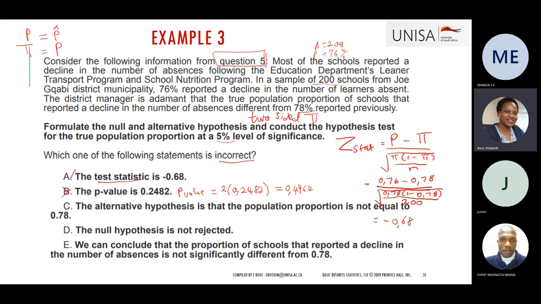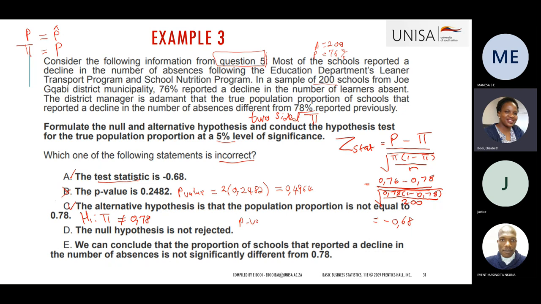The alternative hypothesis is that the proportion is not equal. Yes, our alternative, because it's a two-sided test, would have said the population proportion is not equal to 0.78, which is correct. The null hypothesis is not rejected. I don't know that. Let's check.